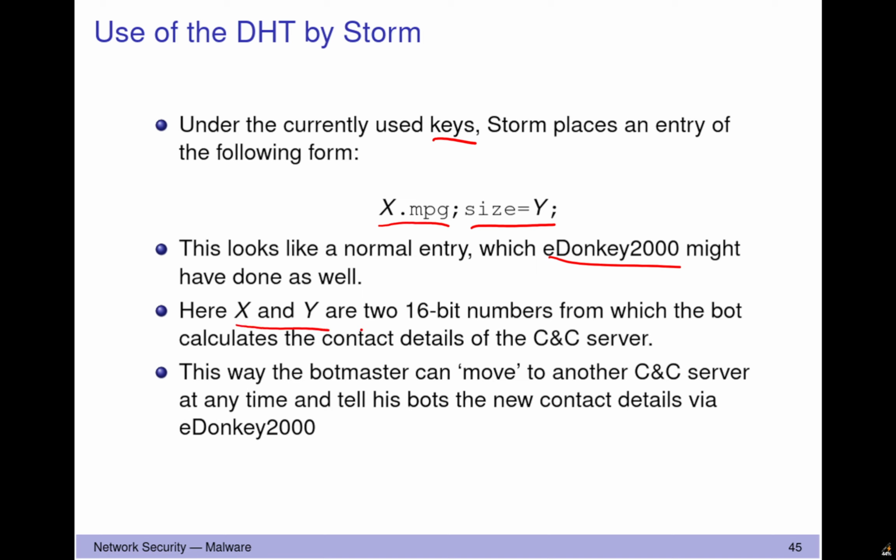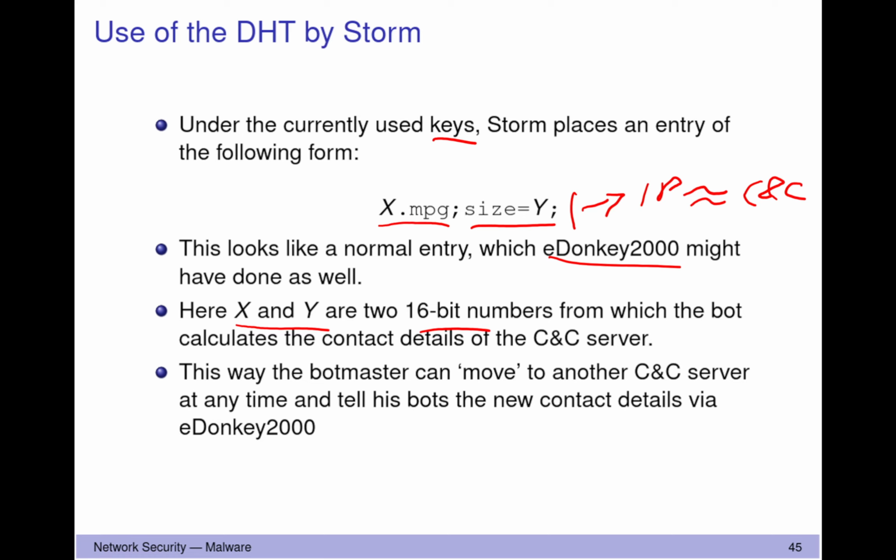But here x and y are two 16-bit numbers from which you can calculate the actual address. If somebody downloads, or asks for information about the file, they don't actually download any kind of file, just this meta information. Somebody offers a file termed x.mpeg of size y, and who is offering it? It is an IP address that is associated with the command and control server. So even if law enforcement would see that file, they cannot really tell too much because it looks legit.